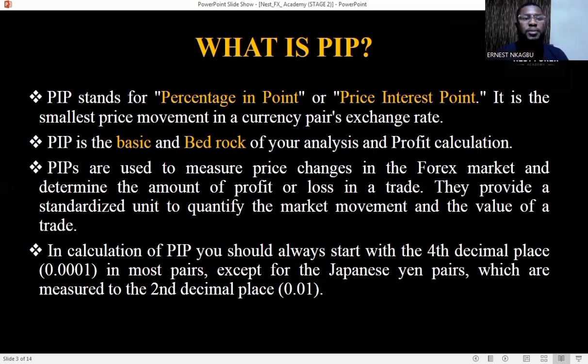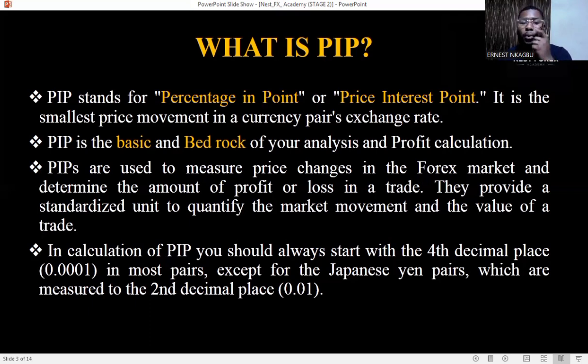So I said here that PIP stands for percentage in points or price interest points. It is the smallest price movement in a currency pair exchange rate. PIPs is the basic and the bedrock of your analysis and profit calculation. PIPs are used to measure price changes in the forex market and determine the amount of profit or loss in a trade. They provide a standardized unit to quantify the market movement and the value of a trade.